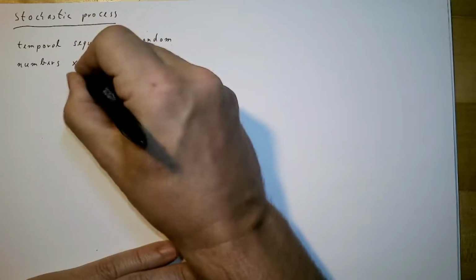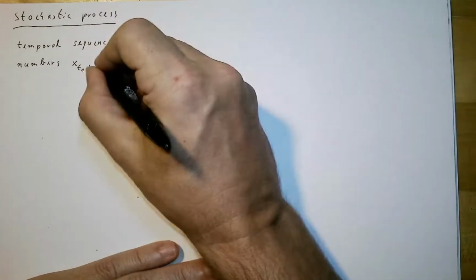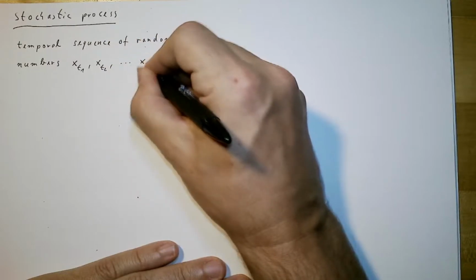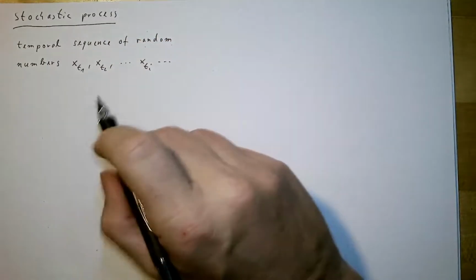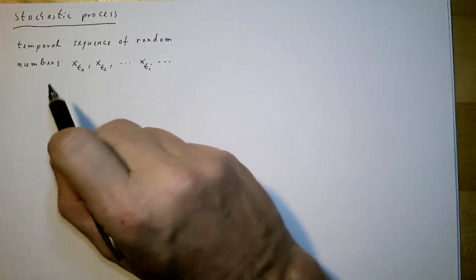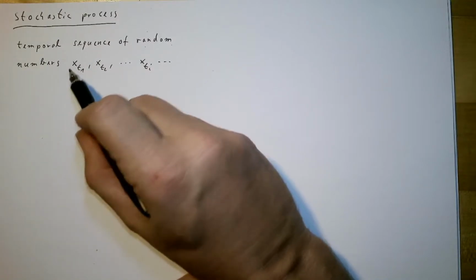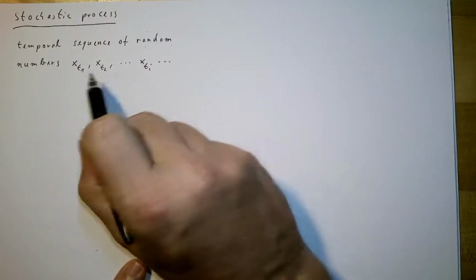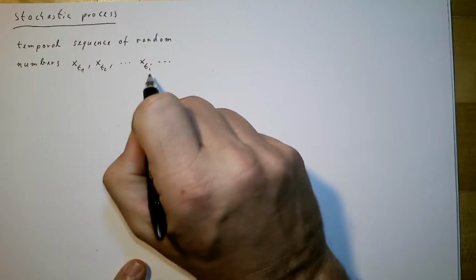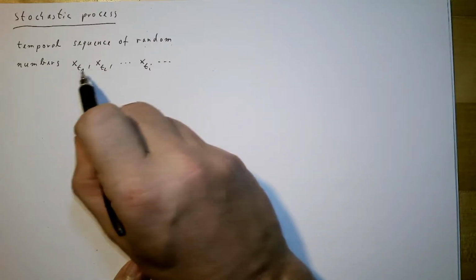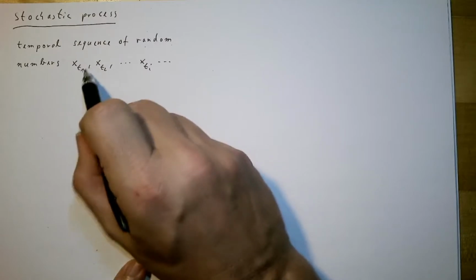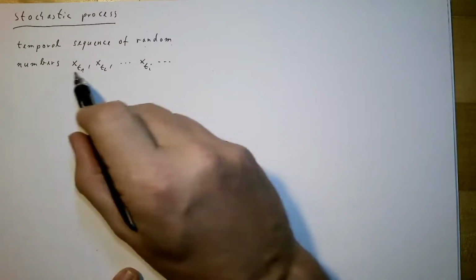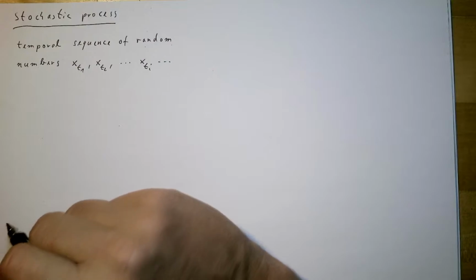Our random number x at time t1, x at time t2, and so on until x at some time ti. Now, in the same way that we can have distributions which are discrete and continuous, also here the time can be either discrete, so we can have a discrete sequence of random numbers. We can also have a continuum of random numbers, so to every real valued time variable we associate a random number, but let's keep it for the moment to discrete time events.